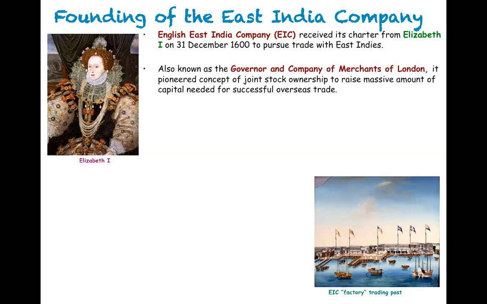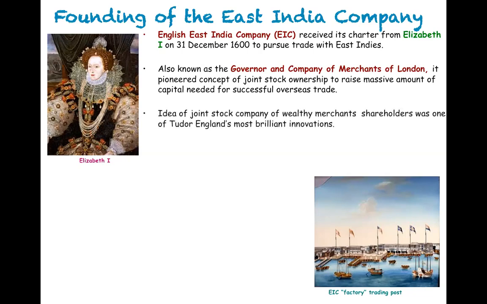Also known as the Governor and Company of Merchants of London, it pioneered the concept of a joint stock ownership. This was one of the great financial innovations of the Tudor dynasty. The company asked for and received a monopoly on all English trade in Asia. To that end, its royal charter granted the small private company unusual governing powers. This included the right to mint coins, establish and execute justice, and even to wage war when necessary.